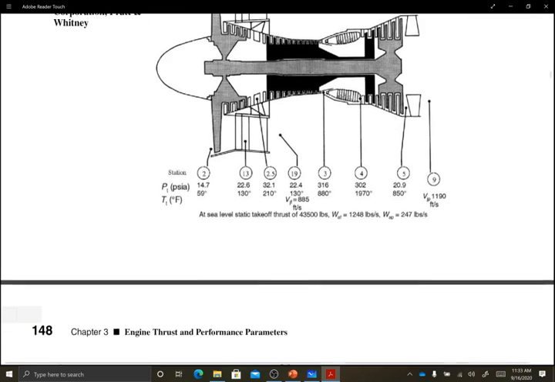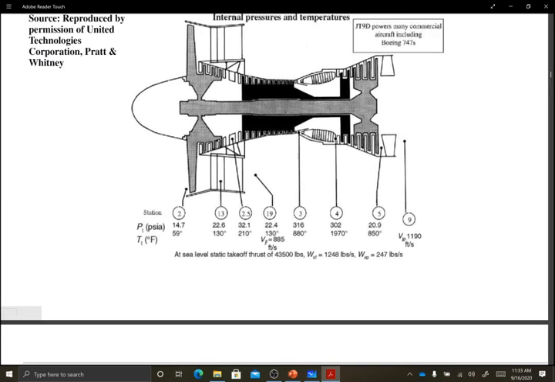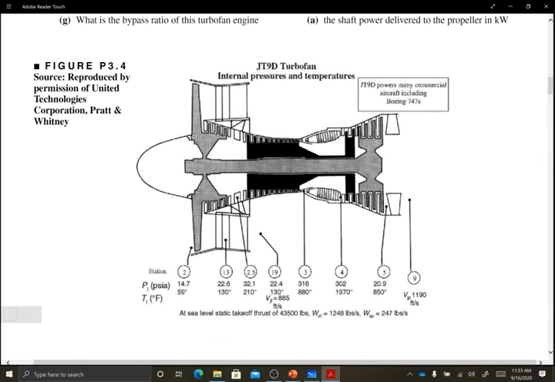So your gross fan thrust can be calculated as m dot fan multiplied by the V that is coming out of the fan, which, if you go to this figure here, the exit of the fan is this region, right? Which is region 19. It is just named region 19.